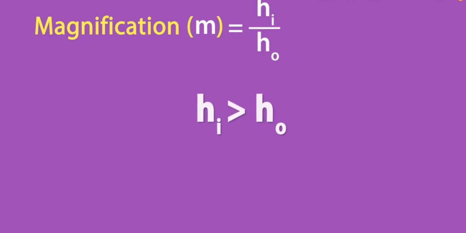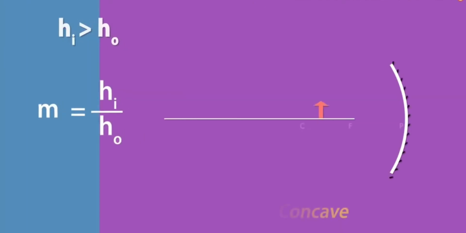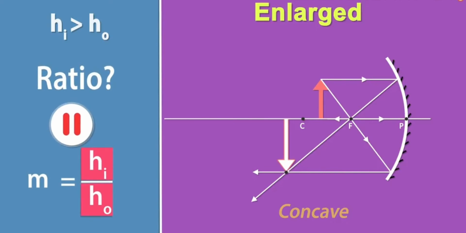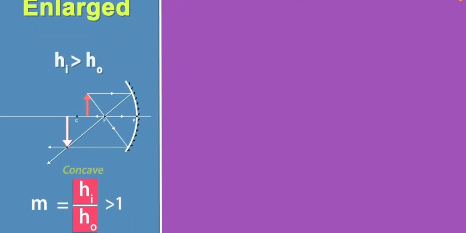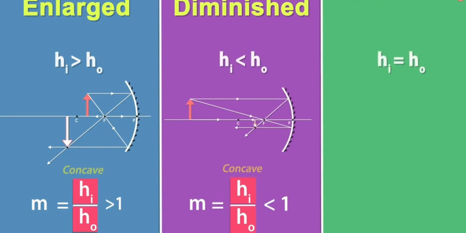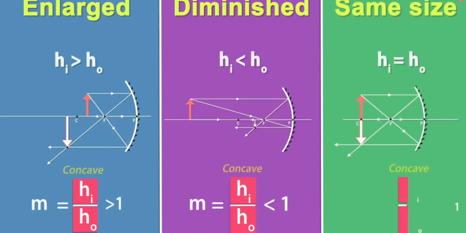Let us discuss how the ratio of the height of the image and the height of the object gives the enlarged nature of the image. Suppose HI is greater than HO. When the numerator is greater than the denominator, the ratio should be greater than 1. So automatically the image looks enlarged. That means M greater than 1 means the image looks enlarged. Similarly, when M is less than 1, the image looks diminished. When M is equal to 1, the image looks the same size.